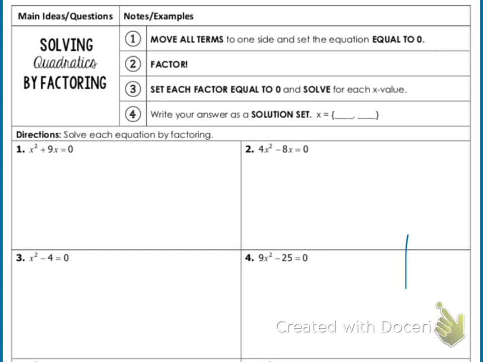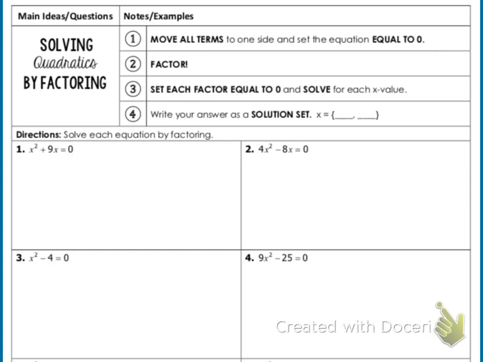So we basically follow four main steps when we solve by factoring. And remember, we just finished up a unit on factoring, so we're going to put those skills to use today. The four steps start like this. Number one, move all terms to one side, and then set the equation equal to 0.